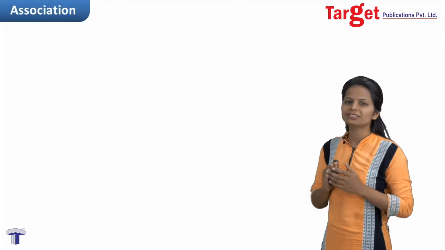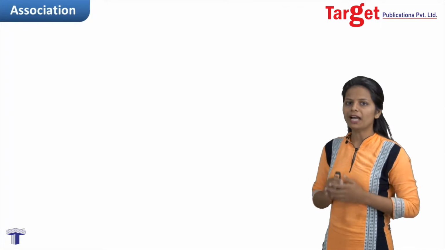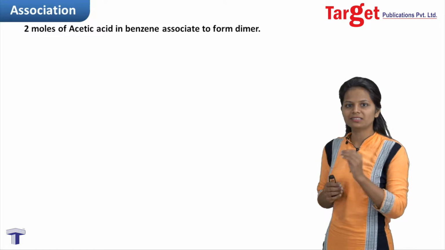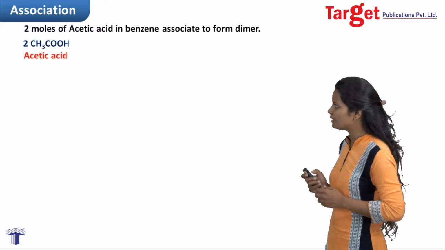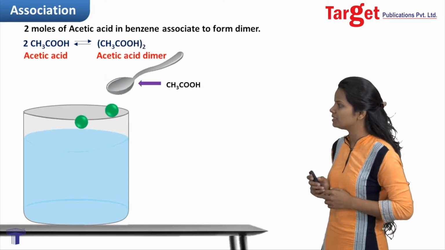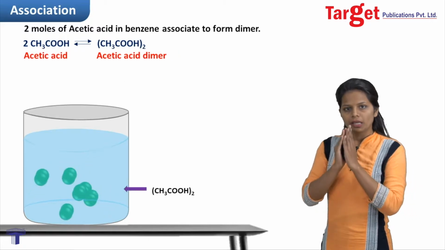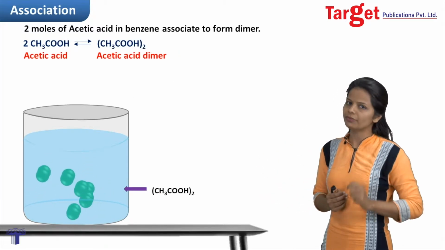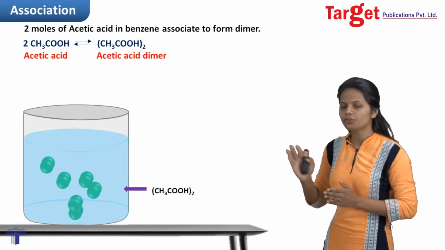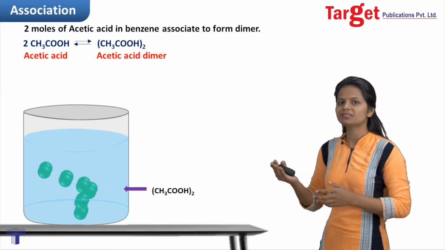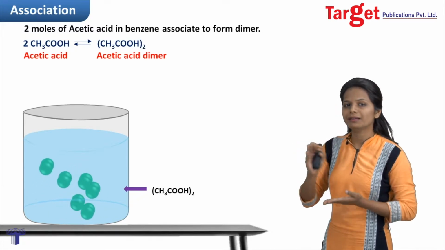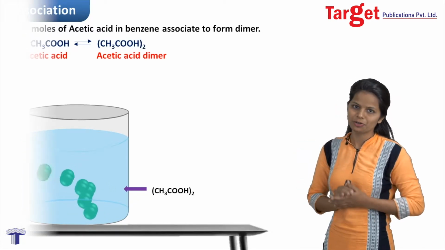Now that we are clear with the concept of dissociation of solute particles, let's try and understand what happens in case of association of solute particles. For that, we are considering an example in which acetic acid is dissolved in benzene. In this case, acetic acid is going to form a dimer. That means 2 moles of acetic acid are going to combine together to form a single molecule, which is acetic acid dimer. And hence, in this case, there is going to be a decrease in the total number of moles of solute particles.